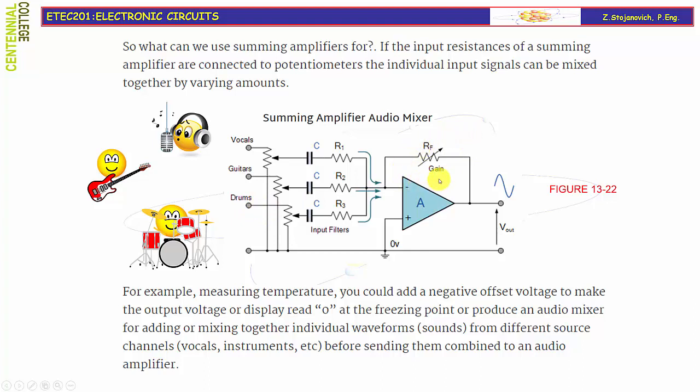If the RF feedback resistor is a variable in the form of a potentiometer, you can change the overall gain of the signals at the output. For example, when measuring temperature, you can add a negative offset voltage to make the output voltage or display read 0 at the freezing point, or you can produce an audio mixer for editing or mixing together individual waveforms like sounds or video signals from different source channels, vocals, instruments, and so on, before sending them combined to an audio amplifier.